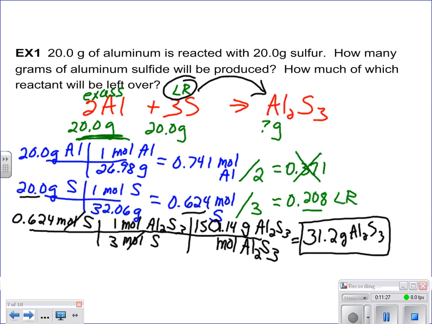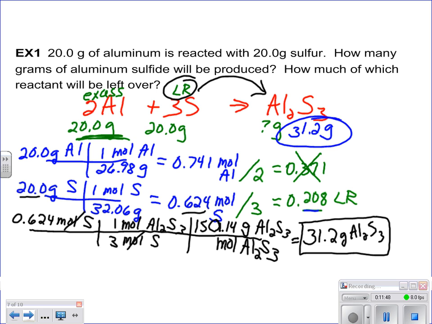Subtract the sulfur from the other group. So subtract 2.0837. Okay, I'm going to subtract. You're right about that. But I'm going to say that I know I've got 31.2 grams of this that's produced.